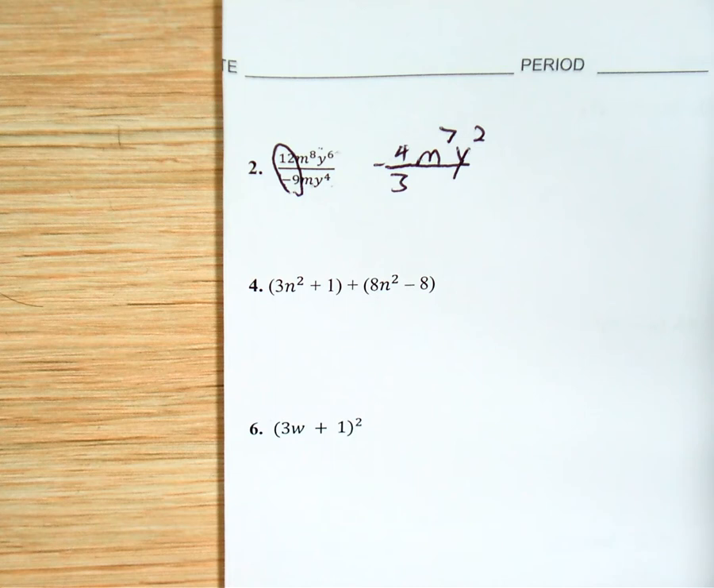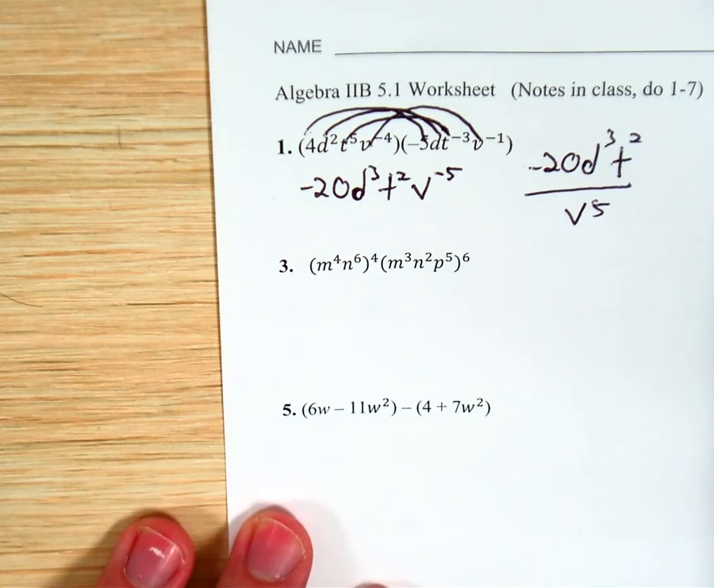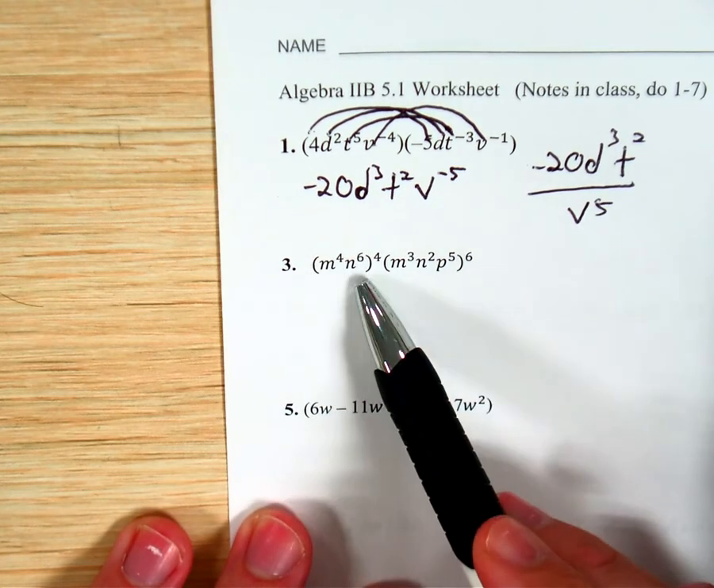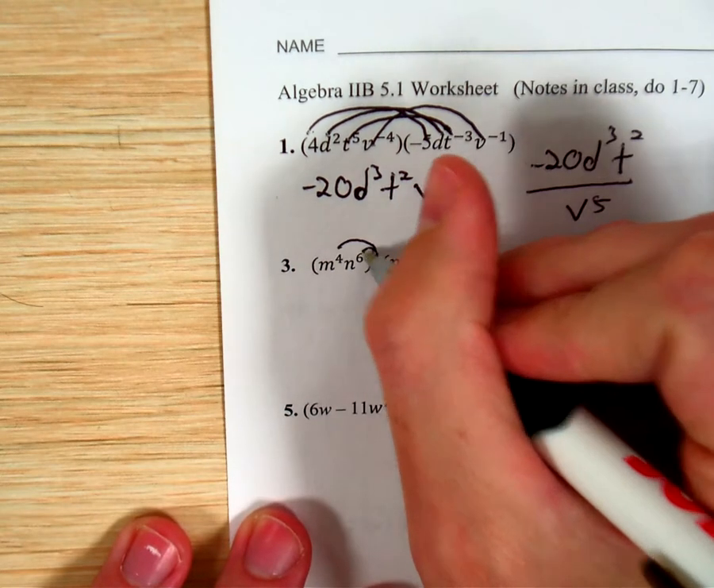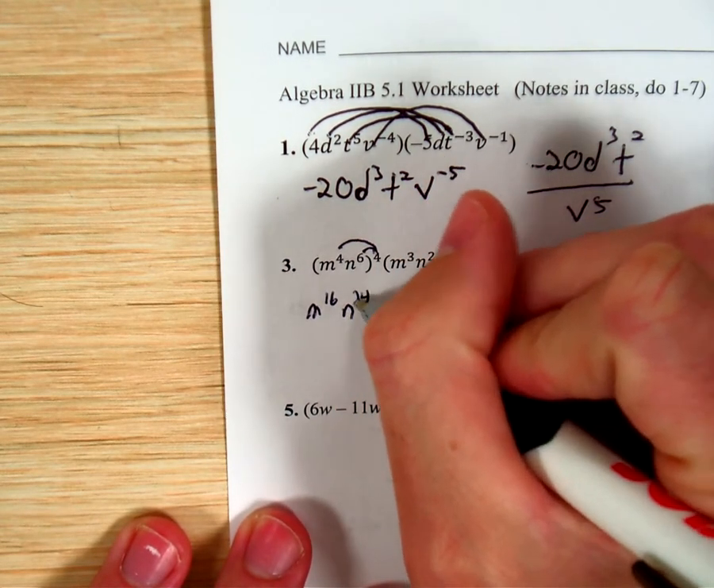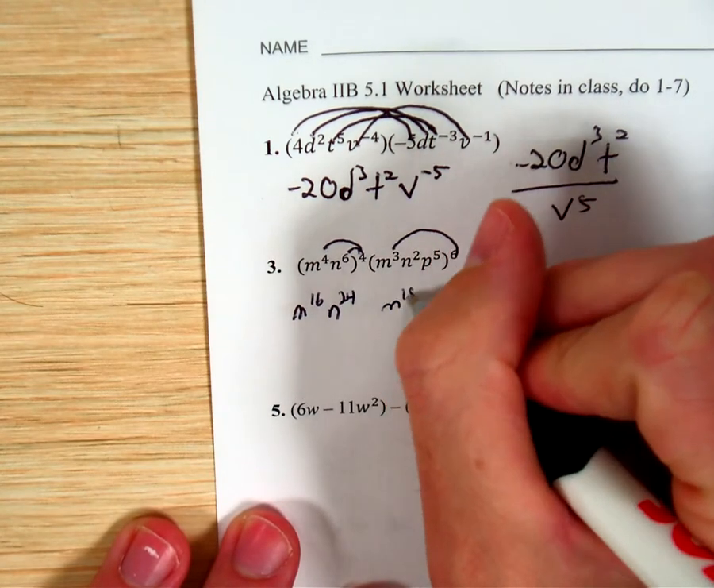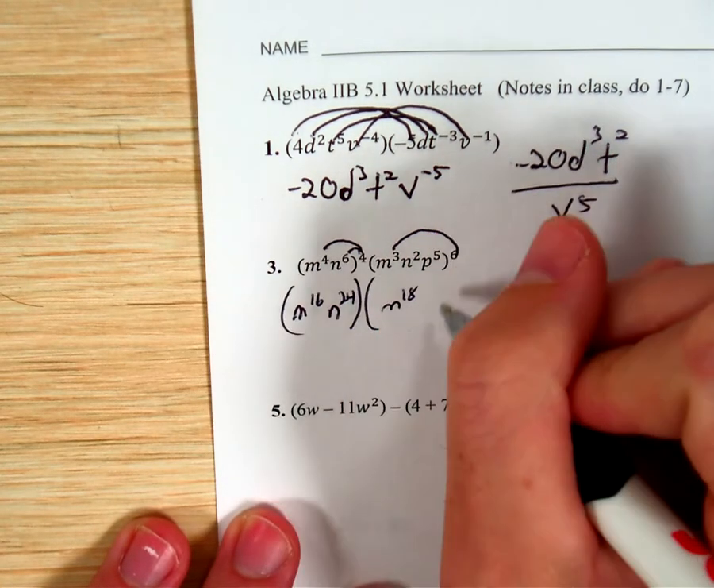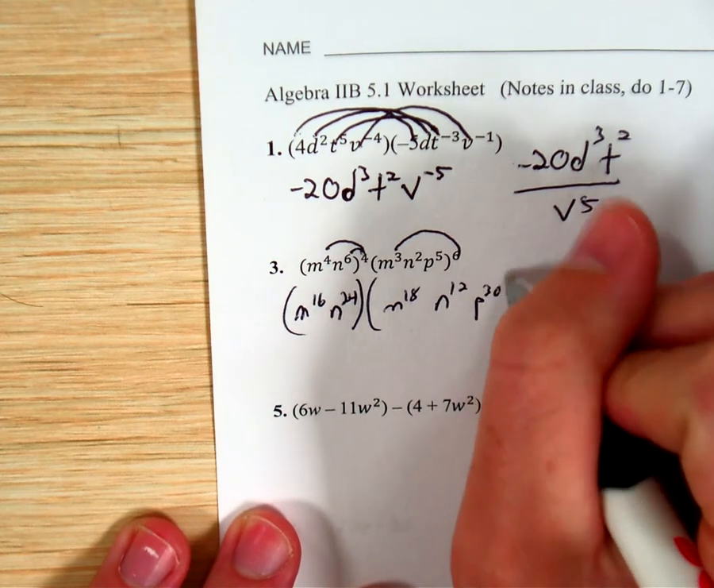Hopefully this is bringing it back to you guys. Shouldn't be too tough. Just a little refresher here. Number 3, we have exponents, parentheses to the exponent. That means we're going to multiply exponents. So we're going to have m to the 16th, n to the 24th, okay, m to the 18th, oops, let's put those in there, n to the 12th, p to the 30th.